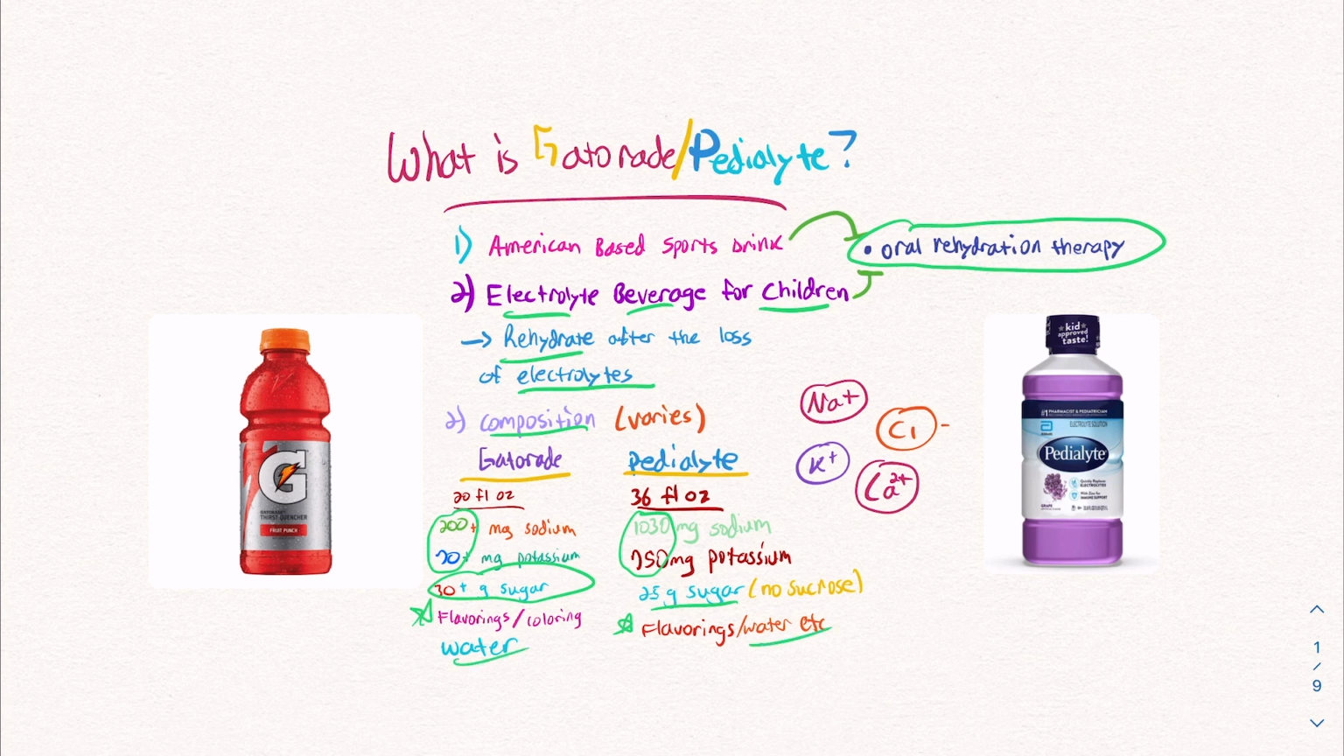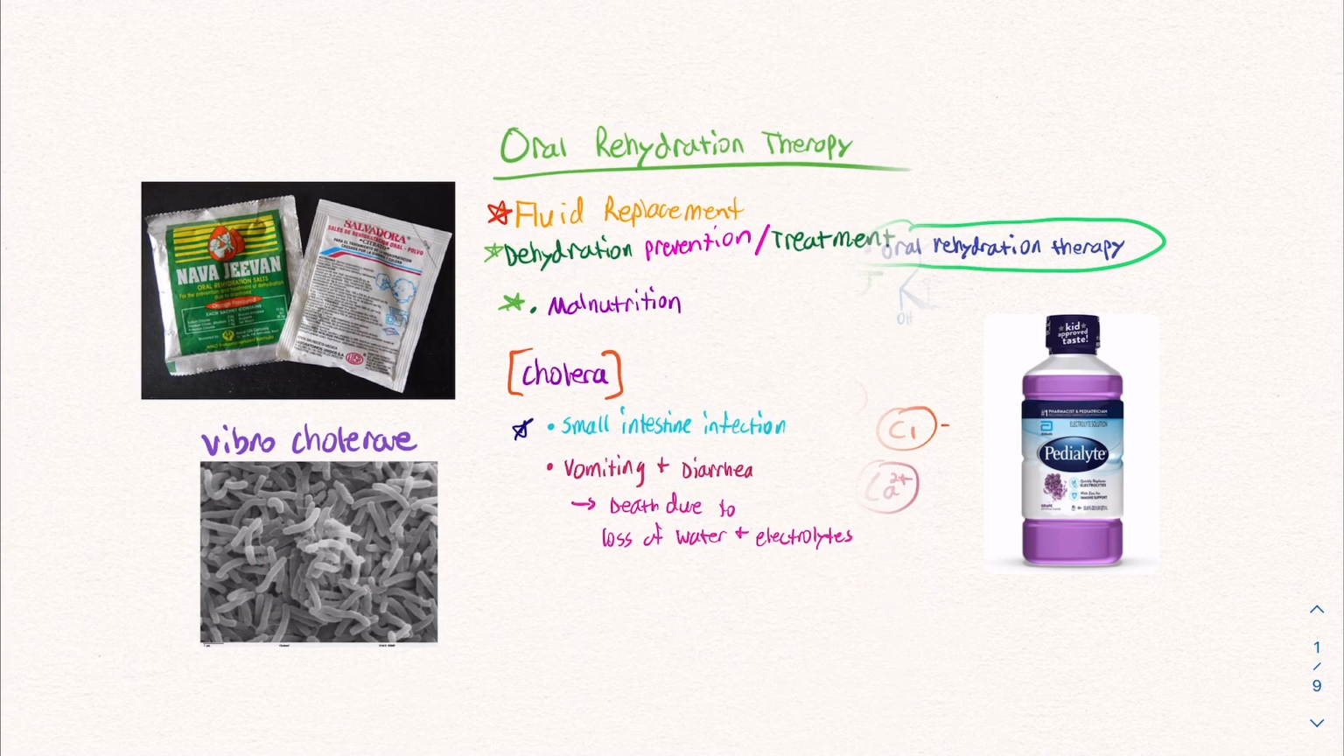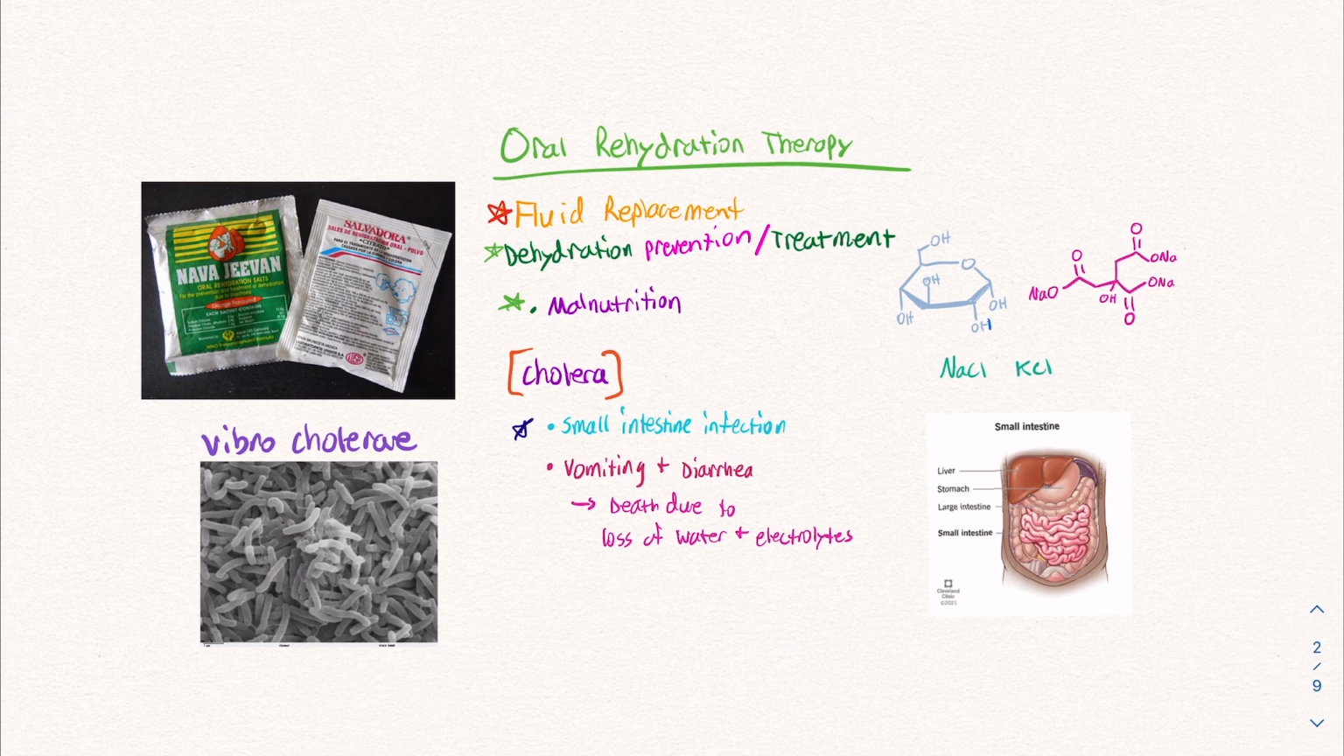So let's talk about oral rehydration therapy. So oral rehydration therapy, what is it? Well, it's a fluid replacement designed to prevent or treat dehydration. You often find this stuff in developing countries. You can find it in developed countries, but it's used in situations where there's a lot of malnutrition. Where there's malnutrition, there's always dehydration.